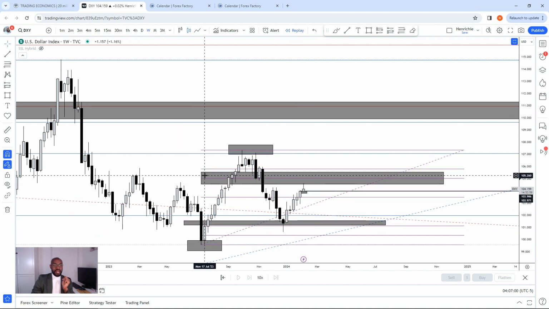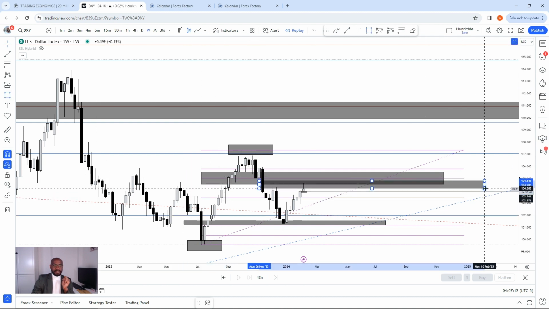And right now you can see we have this extreme premium right here. We have an extreme premium resting right here. What do we see at this extreme premium? We see an inefficiency resting right there. You can see the inefficiency right here.